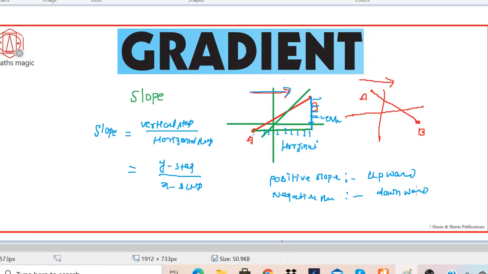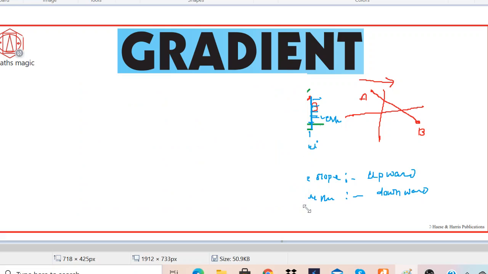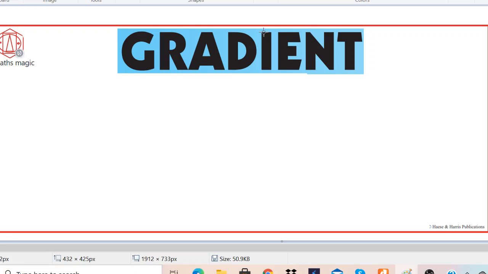So you have to be careful when you are moving left to right: if your line is going upward, then it's a positive slope, and if it is going downward from left to right, then it is called negative slope. Okay, these were basic information about slopes. Now we will see how we can find the slope if it's given on the graph or coordinates are given. Let's check with different examples and I'll show you the formula also. Over here I'll give you one example.